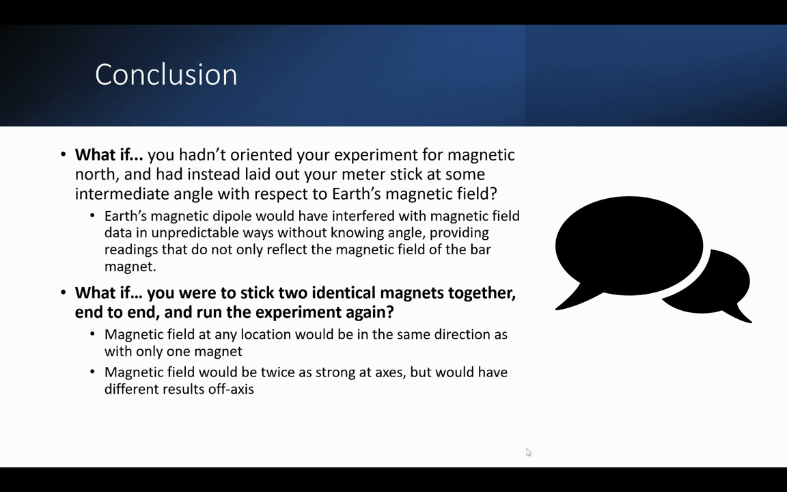So, what if I hadn't oriented the experiment for magnetic north, and I laid out the meter stick at some intermediate angle? Well, in that case, the Earth's magnetic field would have interfered with the magnetic field from the bar magnet in unpredictable ways, and this would lead to readings that don't necessarily reflect the influence of just the bar magnet. And if I were to stick two identical magnets together end to end and run the experiment again, the magnetic field at any location would be in the same direction as with only one magnet. And as for the magnitude, it would be twice as strong on the axes, and it would have varying results in the off-axis directions.